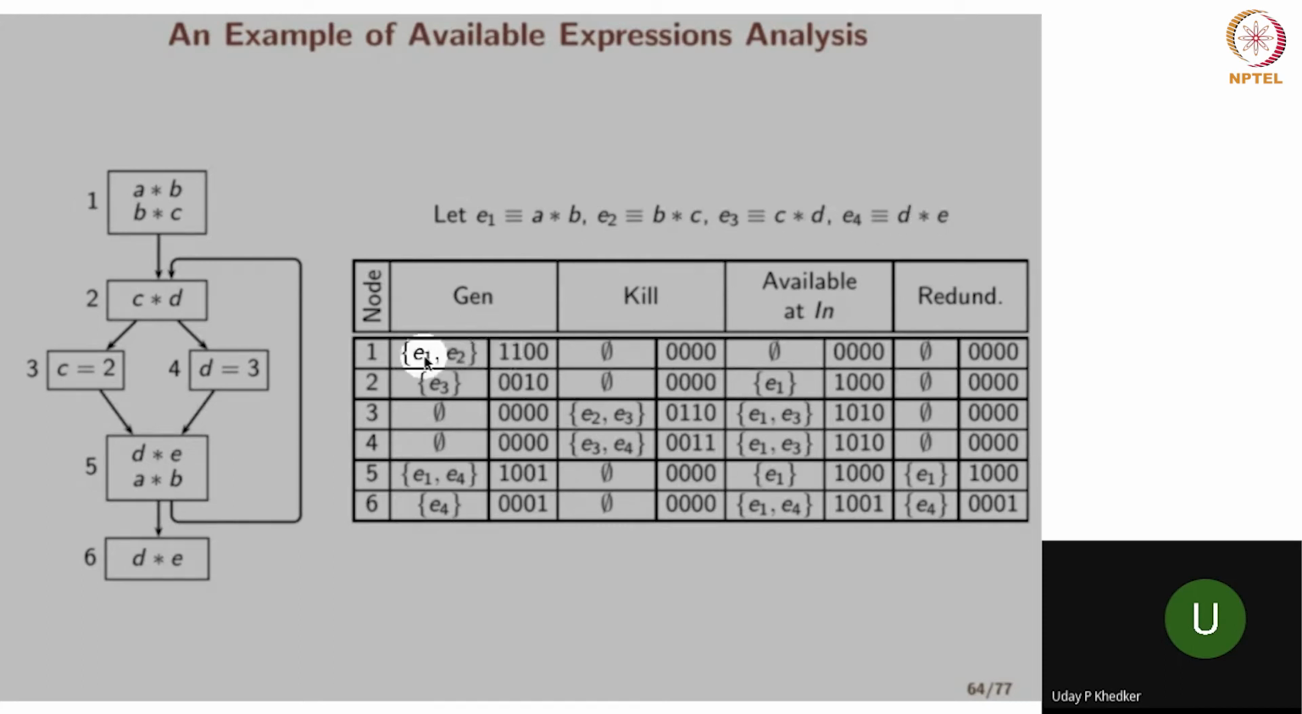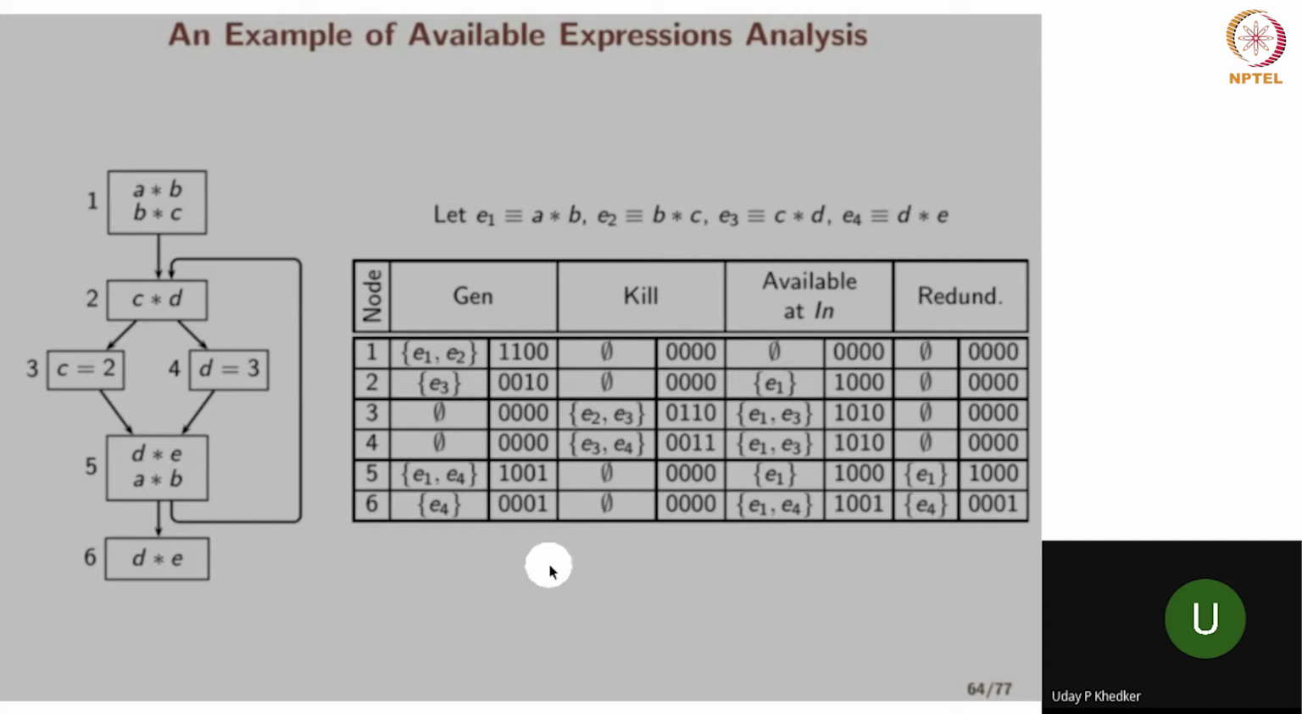So we have this set E1, E2 represented by 1, 1, 0, 0. E3 is represented by 0, 0, 1, 0. Empty set is all zeros. E1, E3 is represented by 1, 0, 1, 0. And E2, E3 is represented by 0, 1, 1, 0. E3, E4 is represented by 0, 0, 1, 1. These are efficient operations, and therefore the analysis can be performed efficiently for the entire set at the same time.